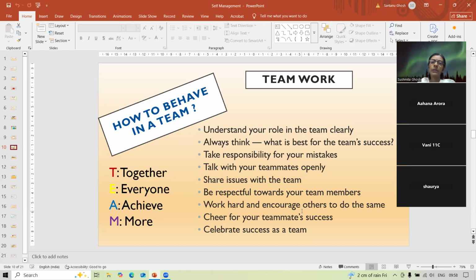So it's very, very important to be part of the team and share the issues, do something so that the team performs better. Be respectful towards everybody. Of course, you expect that from others too, and be strict about that. People can't take you for granted. That is also a very important aspect. You also work hard, encourage others to work hard, cheer for your team's success, teammates' success. Then only they will consider you part of the team. And celebrate the success also. Learn from the failures of your team.